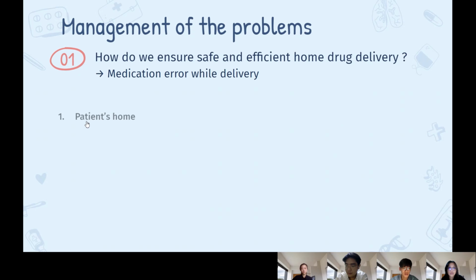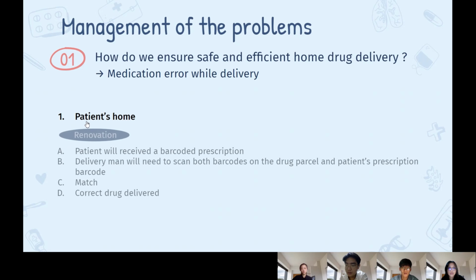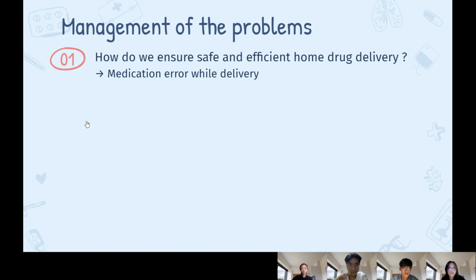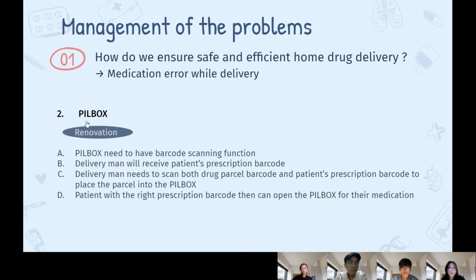So, in the first scenario, if the drug is being delivered to the patient's home, the delivery man will need to scan the barcodes on both the prescription and the drug parcel. They can only deliver the drug parcel if the barcode on the prescription matches the barcode on the drug parcel. Second scenario, if the drug is sent to the pillbox, the delivery man will receive both the patient's prescription barcode and drug parcel barcode. They can only place the parcel into the pillbox when both of the barcodes are matched.